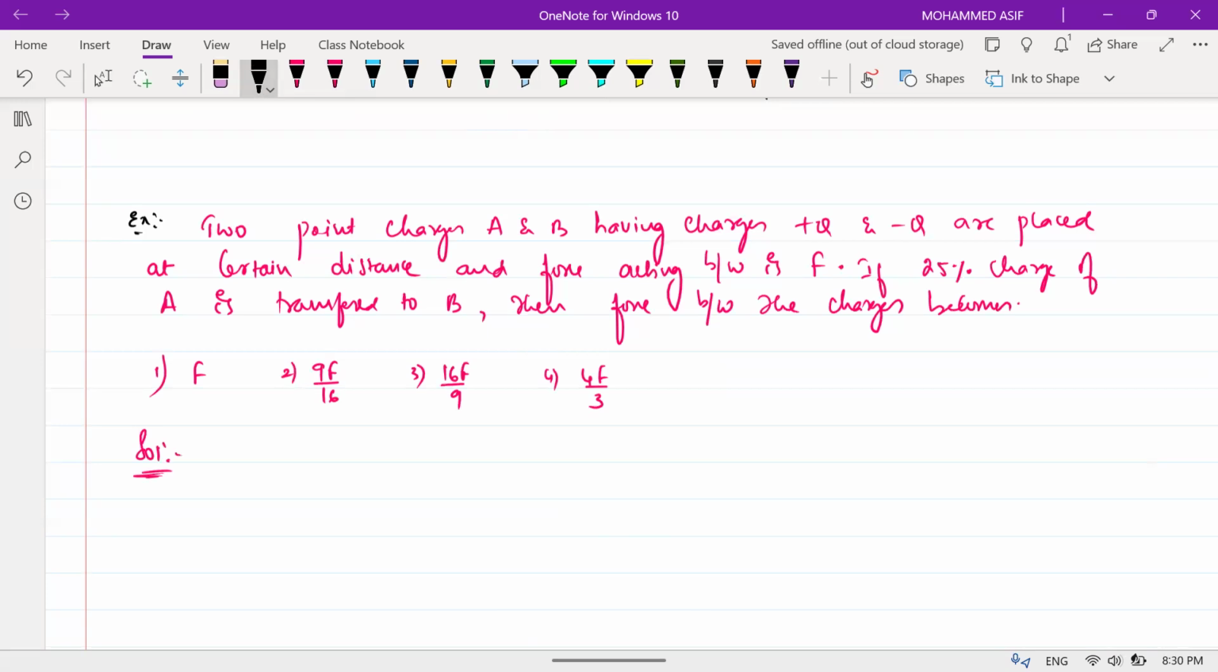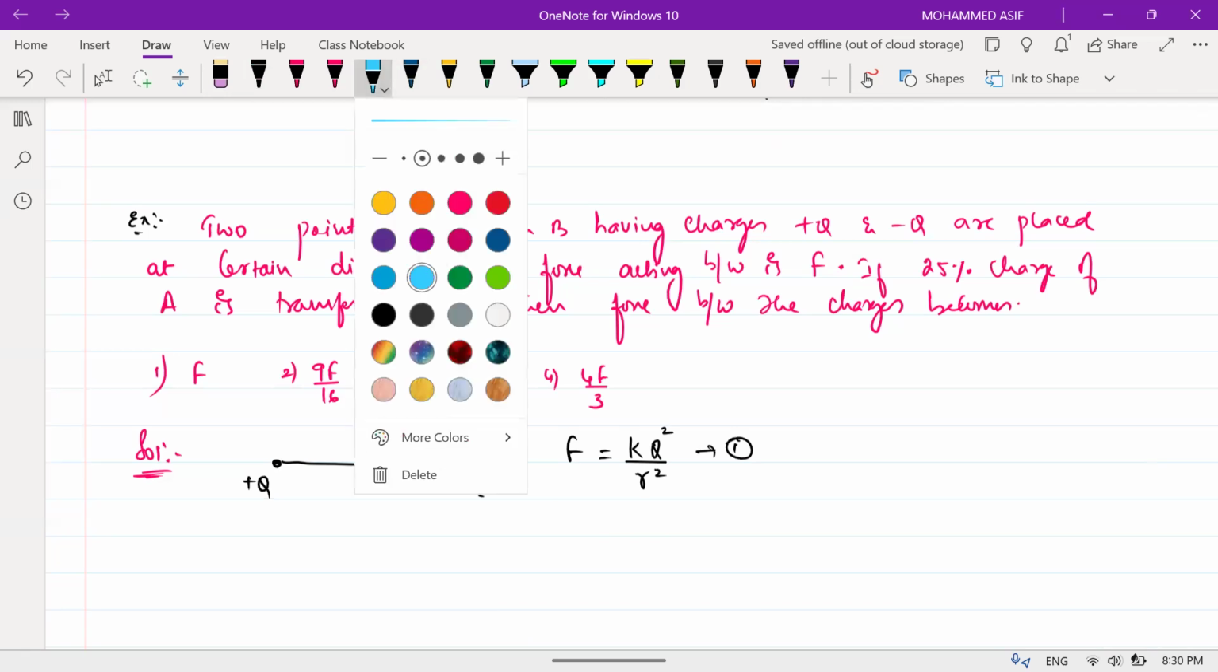What is the question? 2 point charges are there. This is one point charge plus Q and this is another point charge minus Q, placed at a certain distance, say r, and the force between them is F. So what will be the force formula? F is equal to K into Q1, which is Q, and Q2, which is also Q, so it is Q square divided by r square. This is my equation number one. Am I clear with this one? Am I clear, beta? Yes, sir.